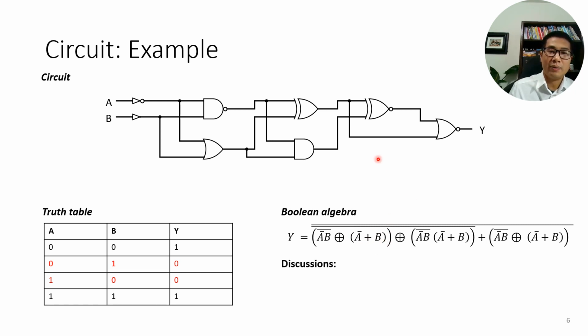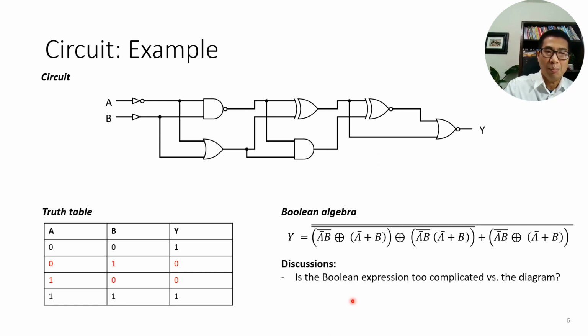Okay. Now, there is a point that the notes discuss over here, which is that the Boolean expression is too complicated versus the diagram. I'd say it's too difficult to observe. So the diagram looks much better, easier to consume.